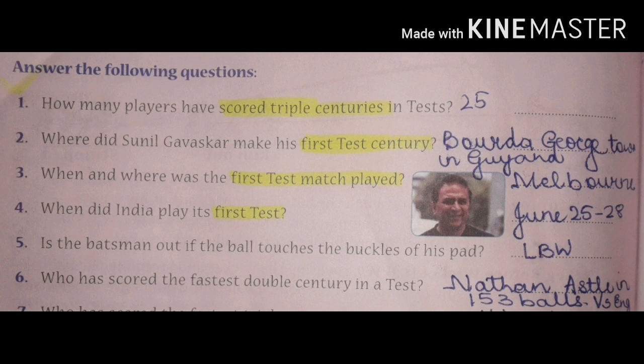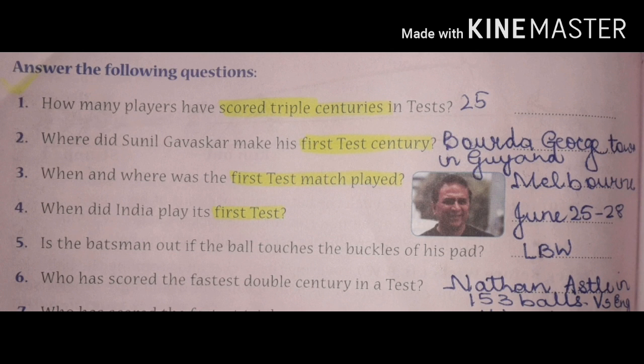Second one, where did Sunil Gavaskar make his first Test century? It is Georgetown in Guyana. Third one, when and where was the first Test match played? It was in Melbourne. Number 4, when did India play its first Test? That was on June 25-28 in 1932 against England at Lord's.